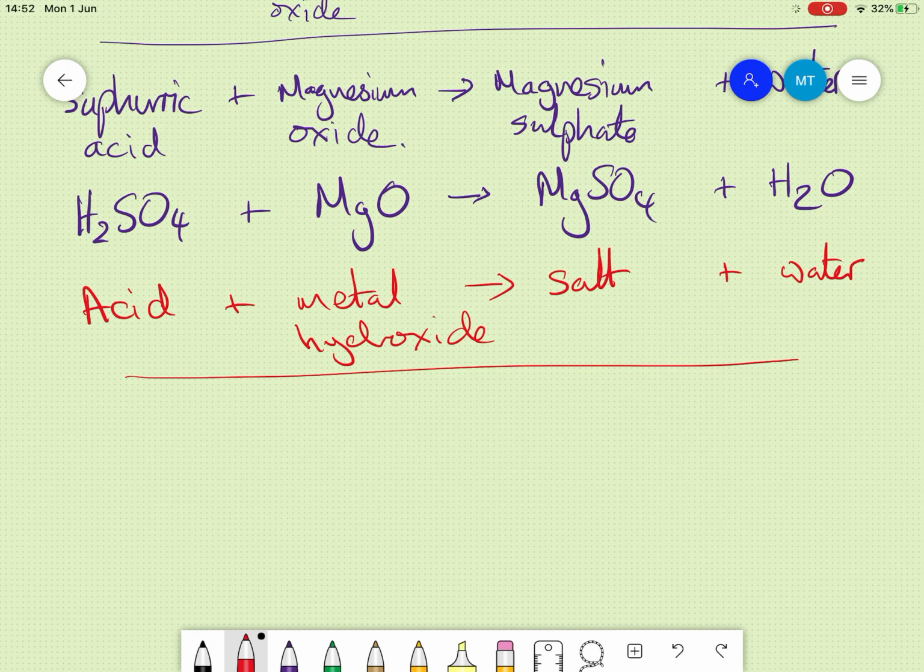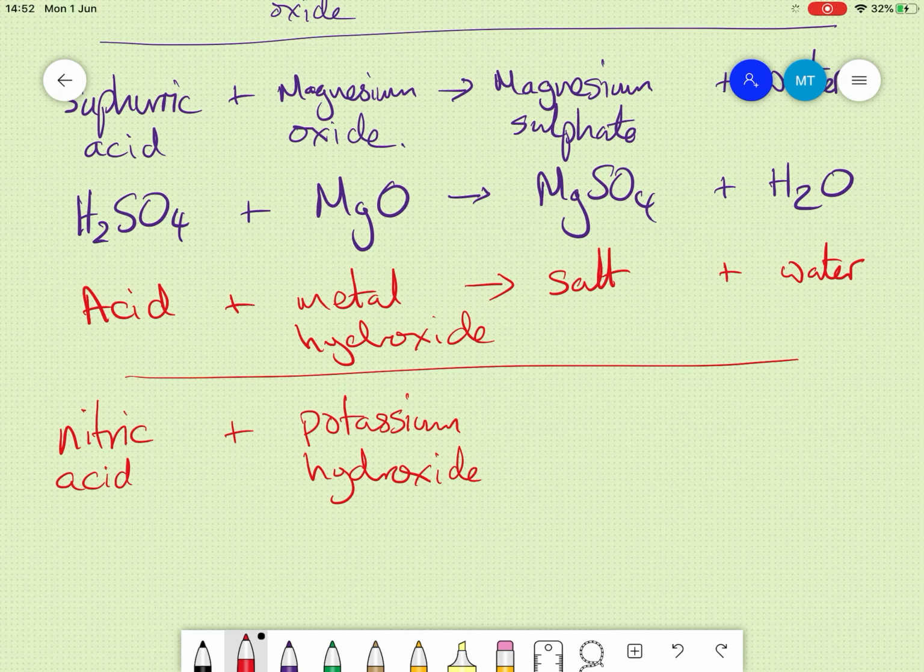So if we put nitric acid plus potassium hydroxide, we get potassium, and remember nitric acid forms a nitrate salt, so that's going to be potassium nitrate plus water.